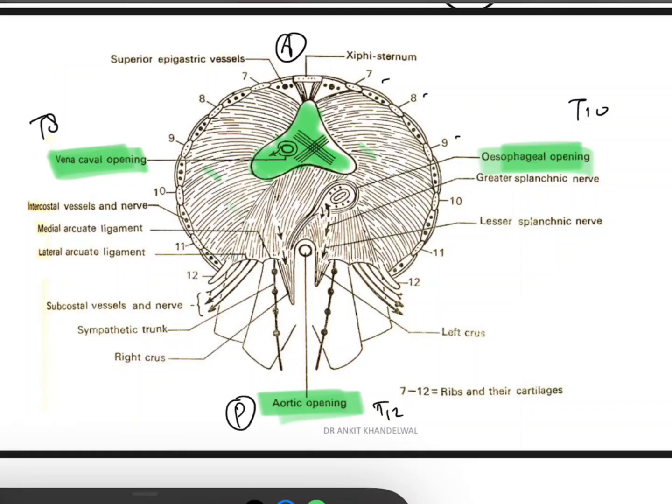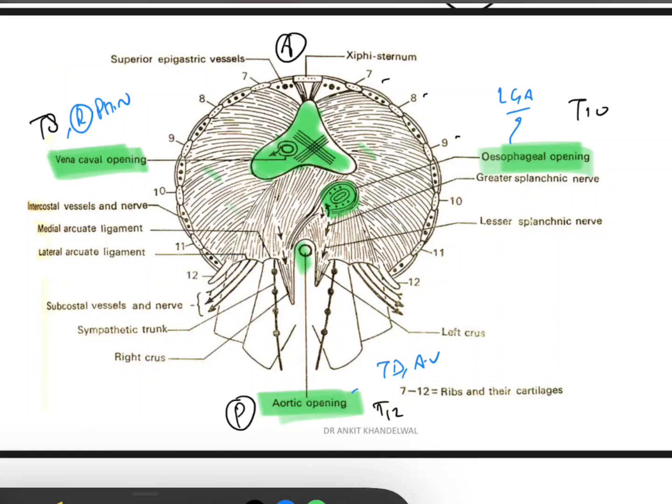For example, at the vena cava opening we also have the right phrenic nerve. Along with the esophageal opening pass the left gastric vessels as well as the vagus nerve. Along with the aortic opening you have the thoracic duct and the azygos vein. So these three main openings should be clear to everyone. The IVC opening lies in the central tendon, the esophageal opening in the muscular part, and the aortic opening lies behind the median arcuate ligament.